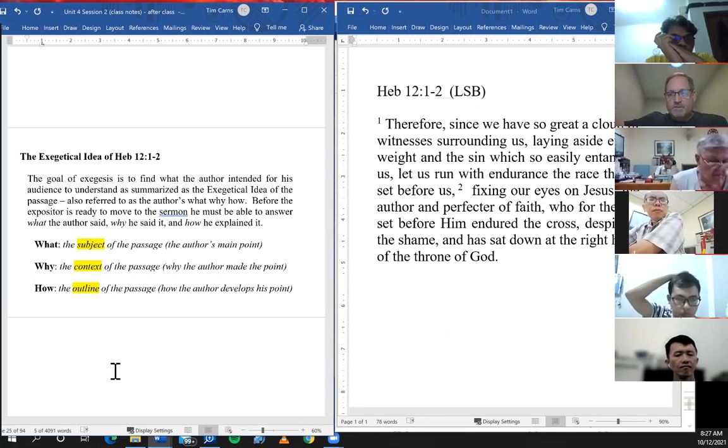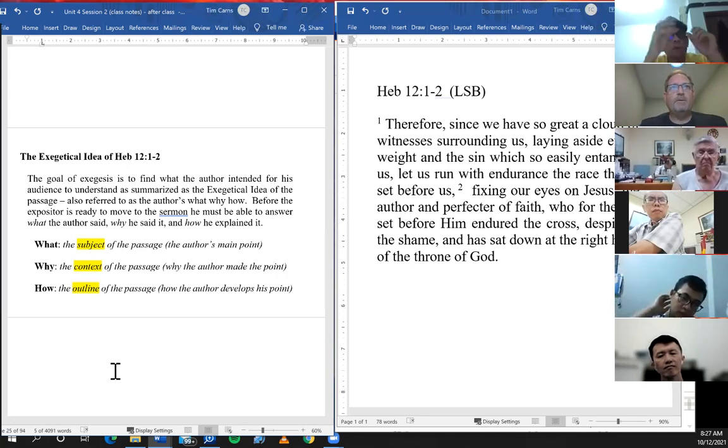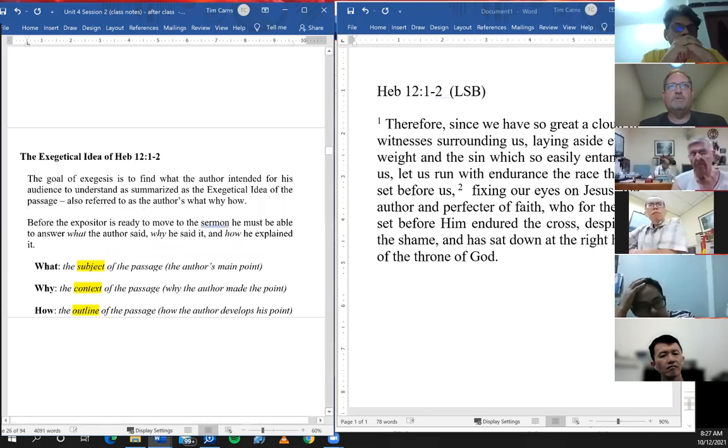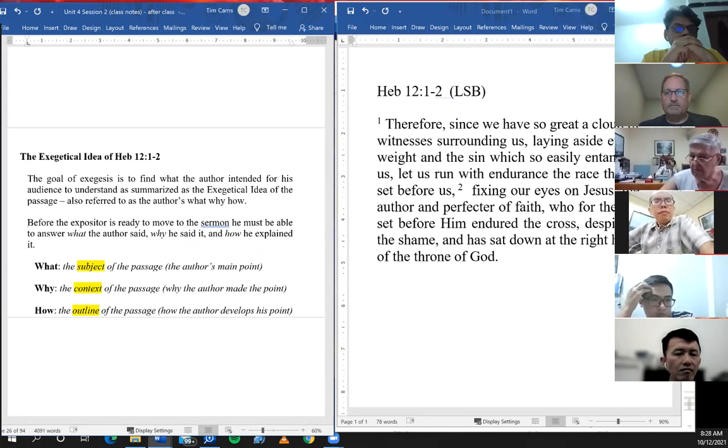Now, when we move to the sermon, we as the preacher, the expositor, will come up with a homiletical idea. Okay, that's our sermon main point. Now, it'll be connected to the exegetical idea, but there may be some modification, and that I'll explain as we go forward together. But before the expositor is ready to move to the sermon, he has to be able to say, well, what did the author say? And why did he say it? And how did he say it?